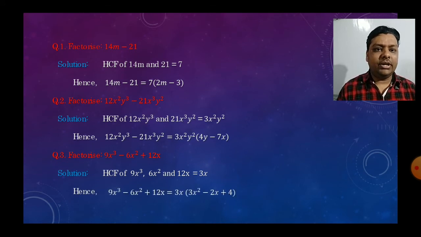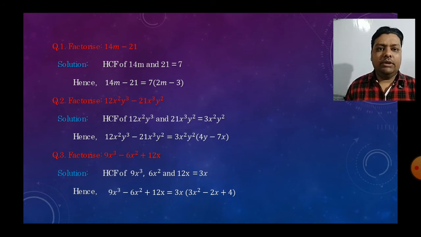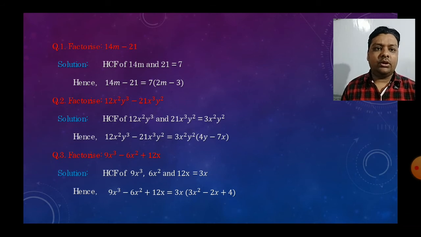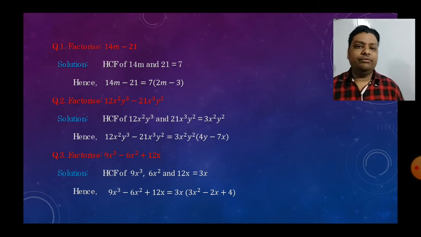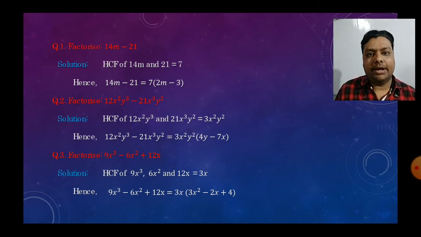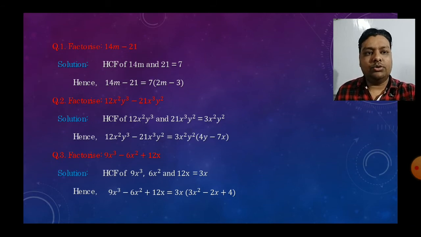Then if we divide 9x cube by 3x, we will get 3x square. If we divide 6x square by 3x, we will get 2x. 12x by 3x, we will get only 4. So that value we will keep in bracket. Okay students, so I hope that you all have understood.